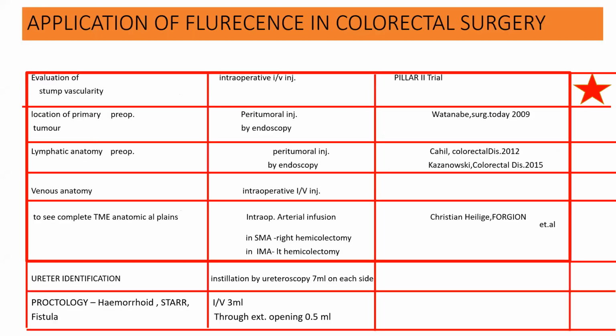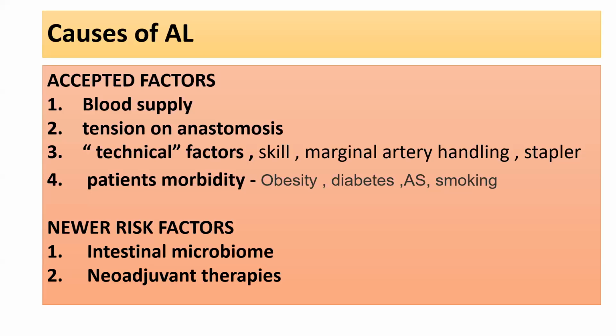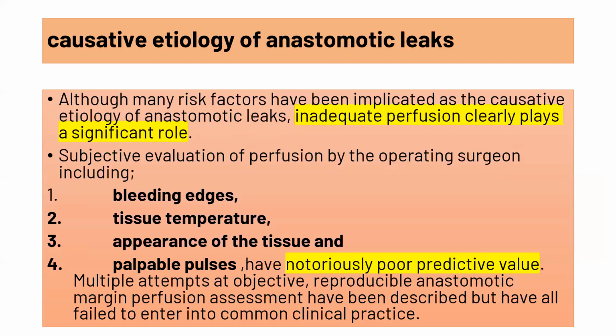We will see how to evaluate the stump vascularity. We know that anastomotic leak occurs because of compromised blood supply and tension on the anastomosis. There are certain technical factors: skill of the surgeon, marginal artery handling, stapler problems, and patient morbidity such as obesity, diabetes, atherosclerosis, and smoking. There are newer risk factors being added, the intestinal microbiome and new adjuvant therapies. But inadequate perfusion clearly plays a significant role.